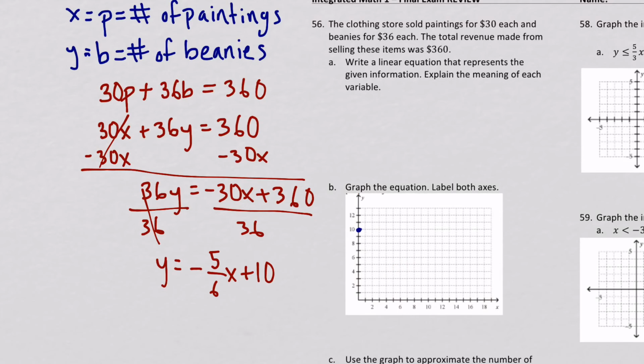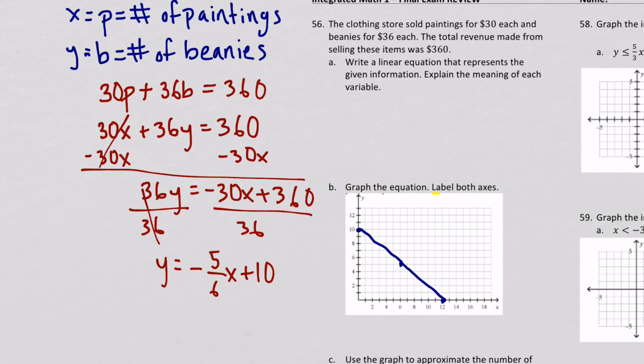So let's put the point right there. And I'm going to keep making more points. I'm going to go down 5 over 6 again to end up right here at 12, 0. And there's your line. Now, this line does not keep going past the x-axis or the y-axis, okay? Because then that would mean that you're buying a negative number of beanies or a negative number of paintings, which wouldn't make sense, okay? Now, make sure you're paying attention to the instructions.